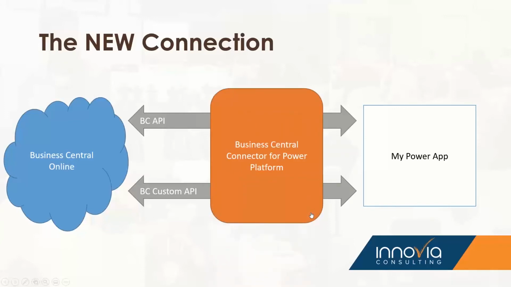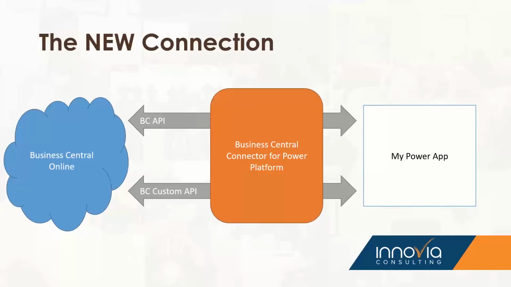And really what the diagram turns into is this. What we have now is both the stock APIs and the custom APIs accessible through this Business Central connector for Power Platform. And we're going to show it again for Power Apps. I'm trying to keep Power Platform in there because I want you to understand that this works with Power BI and the other Power Platform technologies. I'm going to show you Power Apps. But now I can connect through the one thing. I don't have to worry about the green box anymore.